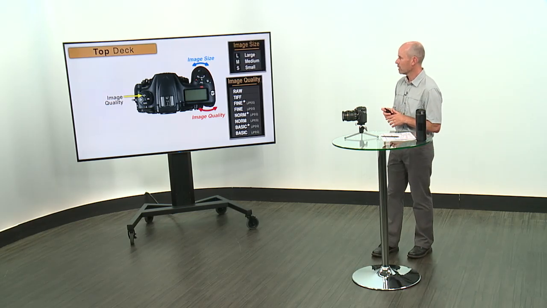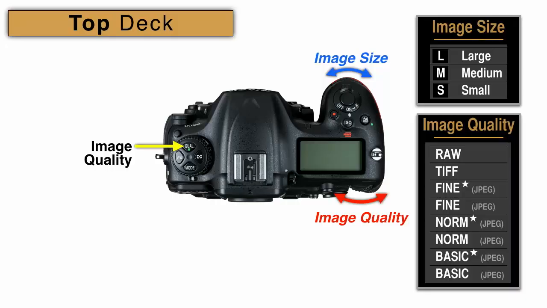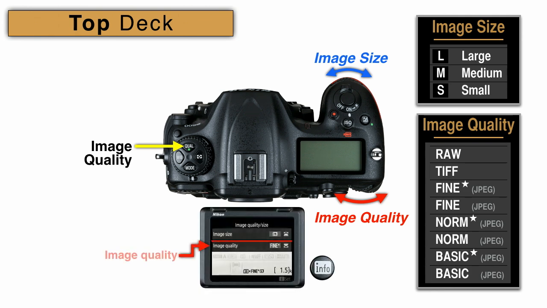Now, if you are shooting JPEGs, you can press the quality button and turn the front dial to change the image size between small, medium, and large. Now, you can see all this if you press the info button on the back of the camera. And so let me do a quick little demo for you here with the camera. Let me go ahead and turn this on.